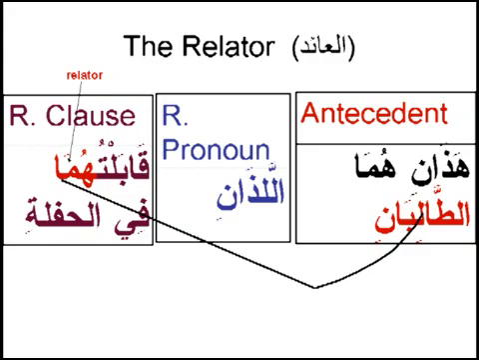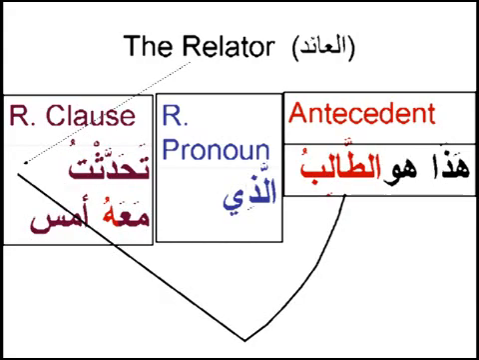In this example, notice that الطالبان, اللذان, and the relator هما suffixing the verb قابلتهما are all suitable for a dual masculine. Also, notice that the word الطالبان is the recipient of the verb's action in the relative clause. The literal translation is, these are the two students whom I met them in the party. Them here is the literal translation of the relator in the Arabic sentence.